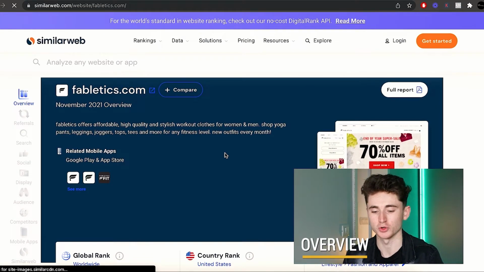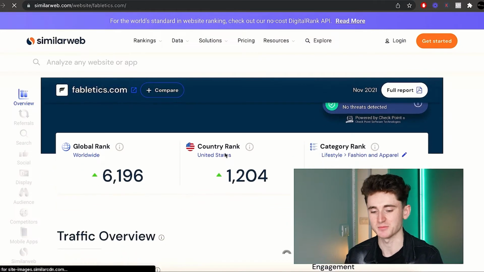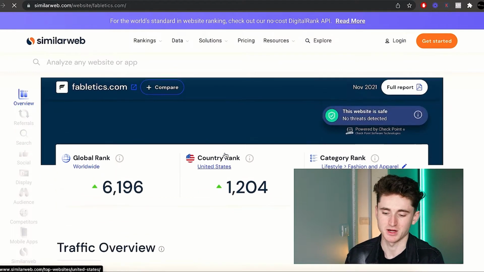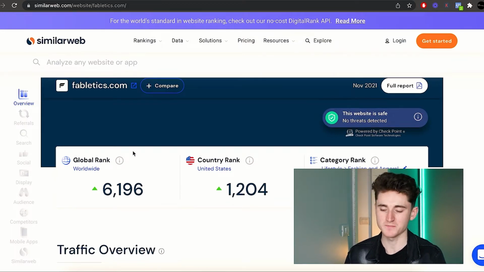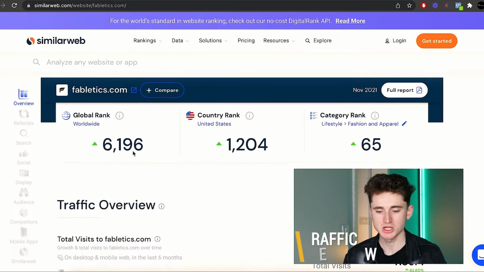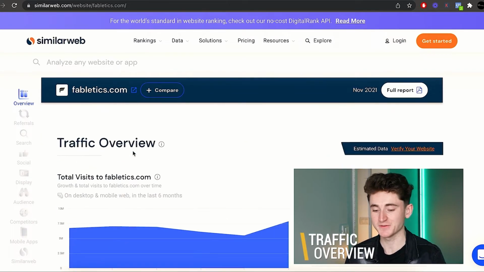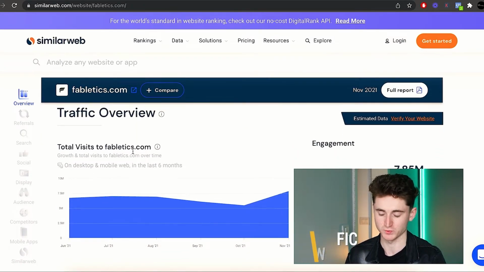and this is an overview for November. First of all, we can see some general information like the country rank, the global rank. Now, this is not very useful for us. Then here we have much more in-depth information, such as traffic overview, and we can see even as little as their bounce rate. And this is a pretty healthy percentage.